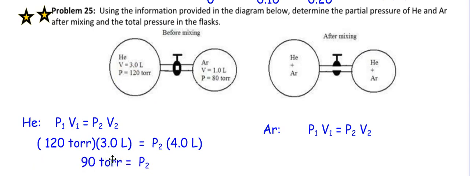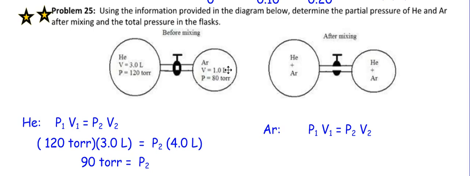Does it make sense that the pressure goes down? I hope so. Why? Because the volume went up. So what about argon? What's my initial pressure? It's 80 torr. My initial volume is 1 liter. What is my P2? I don't know. That's what you're looking for.